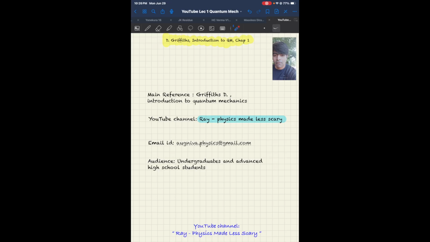The reference I would follow is this book by David Griffiths, Introduction to Quantum Mechanics. It's sort of a universal text that's covered in the IITs and the ISERs, as well as abroad. This is sort of a famous introductory text on quantum mechanics. This is also the book I learned from, and this is, for example, available on Amazon or Flipkart or even in your local stores.